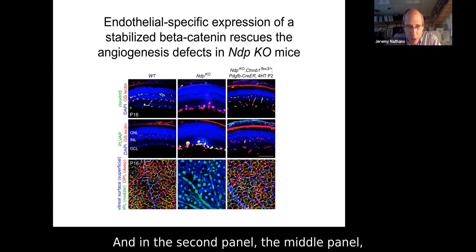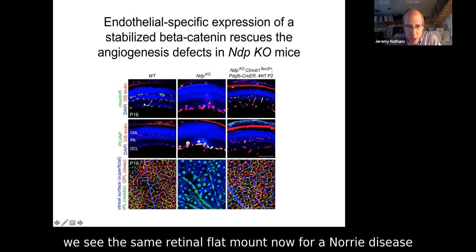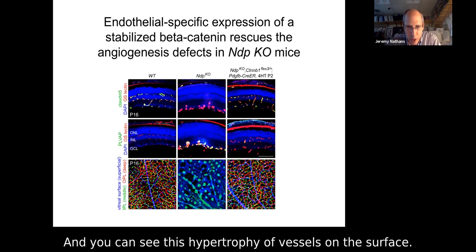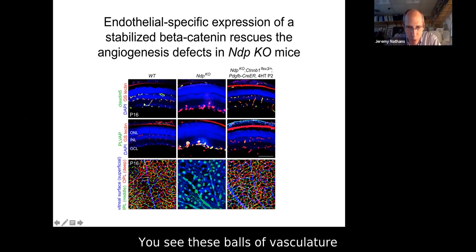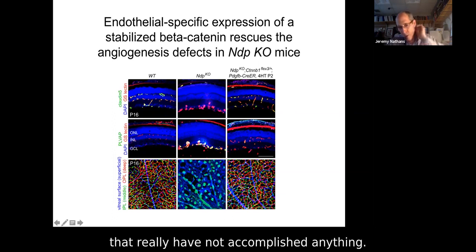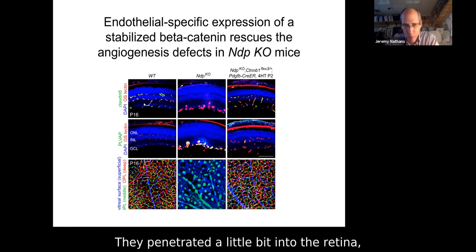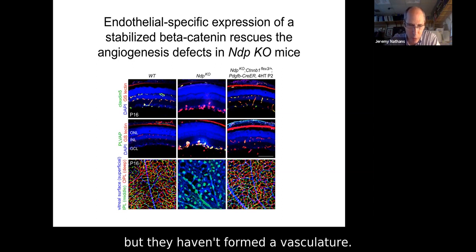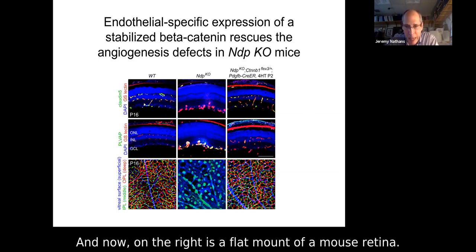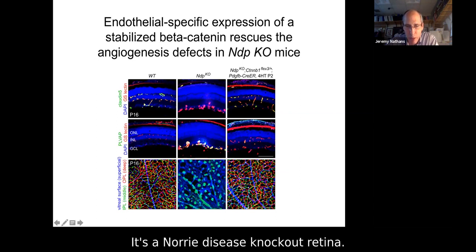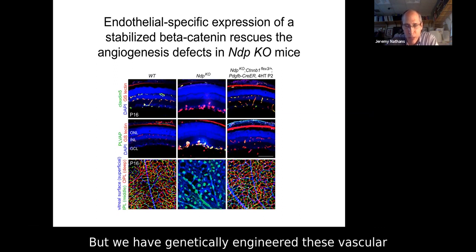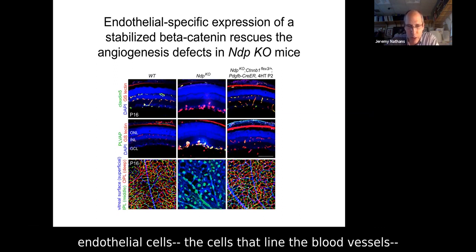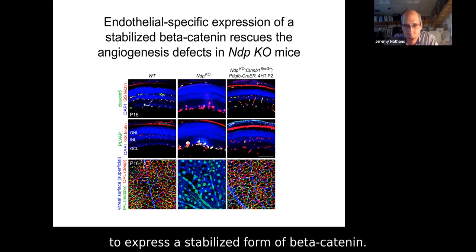And in the second panel, the middle panel, we see the same retinal flat mount now for a Norrie disease knockout retina. And you can see this hypertrophy of vessels on the surface. You see these balls of vasculature that really have not accomplished anything. They penetrated a little bit into the retina, but they haven't formed a vasculature. And now on the right is a flat mount of a mouse retina. It's a Norrie disease knockout retina, but we have genetically engineered these vascular endothelial cells, the cells that line the blood vessels, to express a stabilized form of beta-catenin.